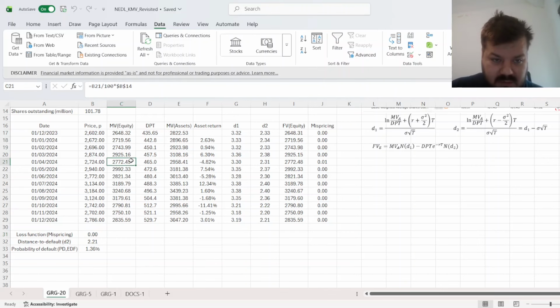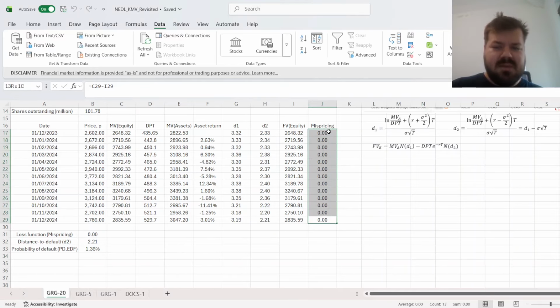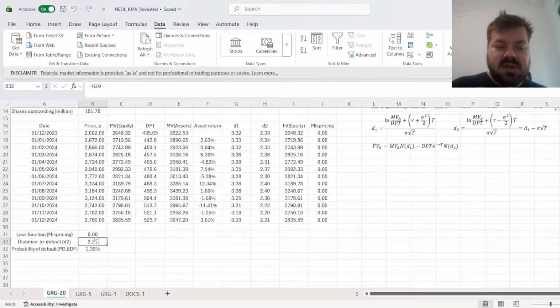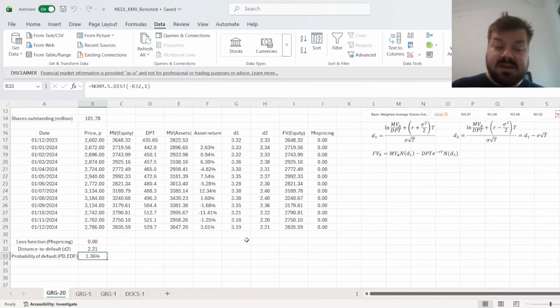We see some small mispricings year on year. These, if they bother you, can be fixed by running Solver again, due to imperfect convergence that sometimes happens. But we see that the distance to default is now 2.21, and over 20 years, the probability of default for Greggs is now 1.36%. So over 20 years, the probability becomes non-negligible.